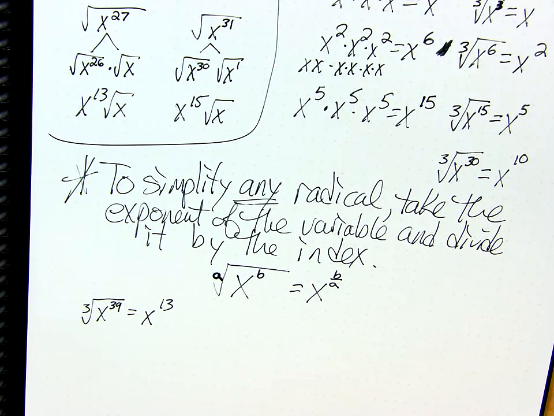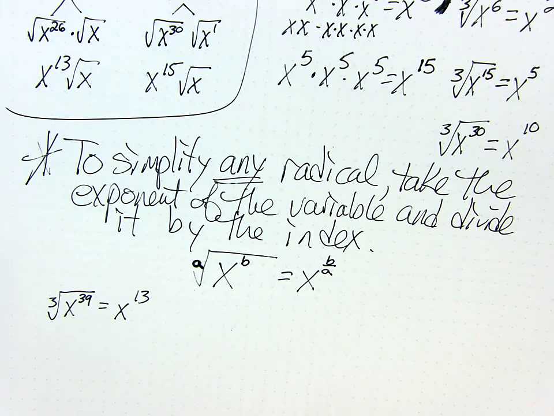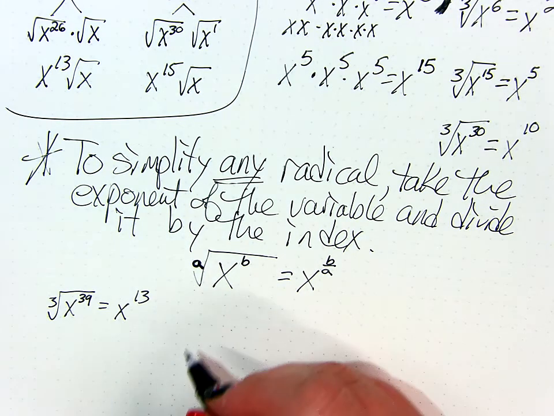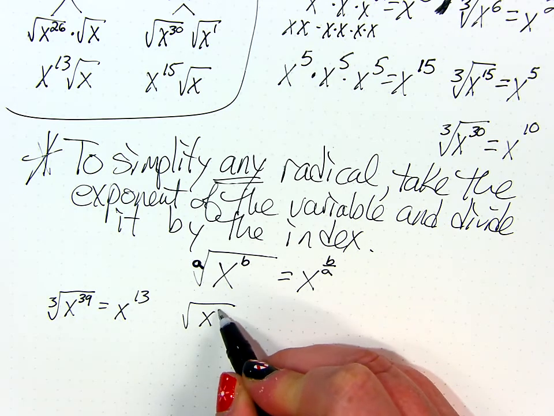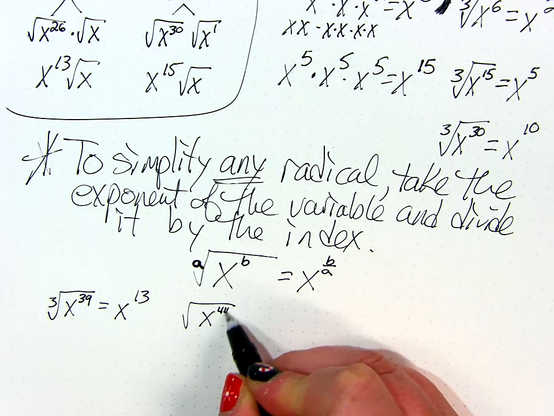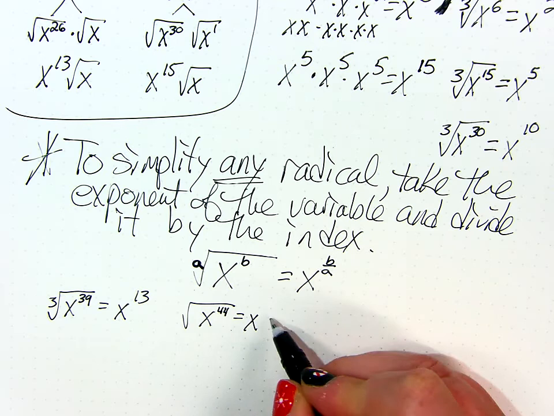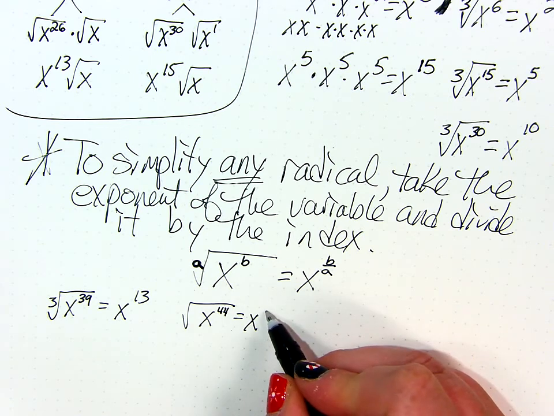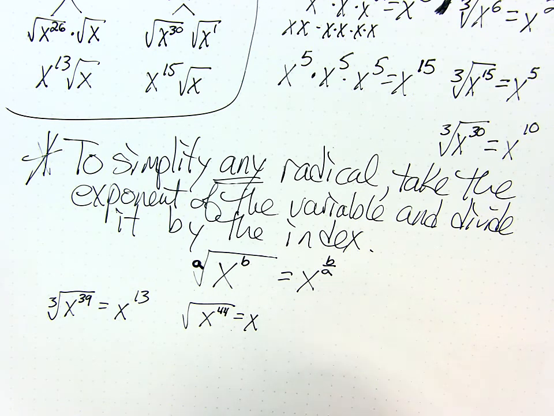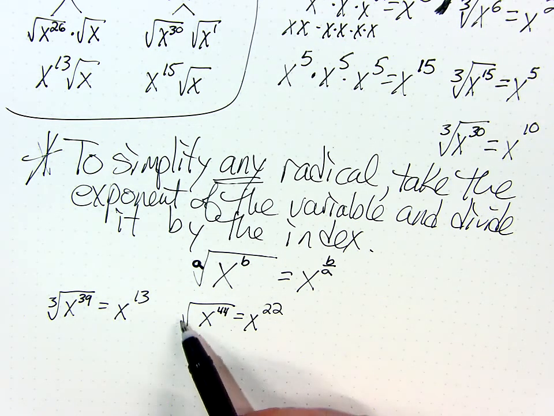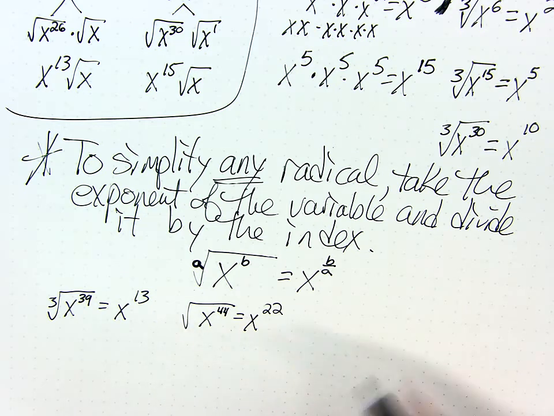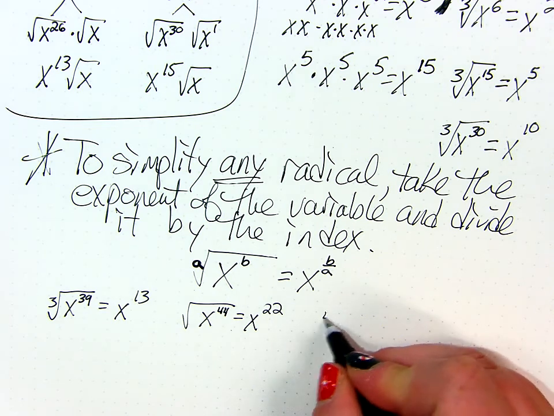I'm going to switch it up here a little bit. I'm going to change your index on you. How about the square root of x to the 44th? Would be x to the 20. What did you say? No, I was going to say 22nd. You're right. Because this is a square root, so I would do 44 divided by 2, right? Now, I know we're not talking about fourth roots right now, but it all works the same way.